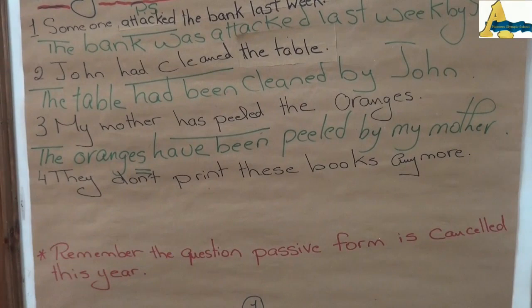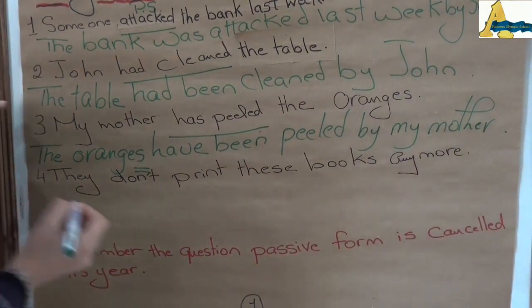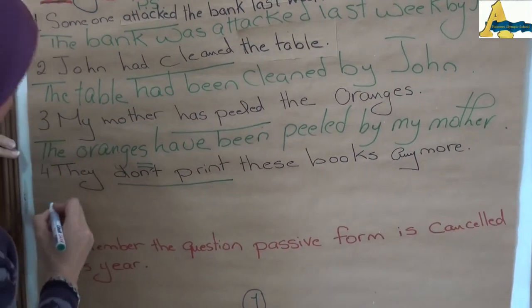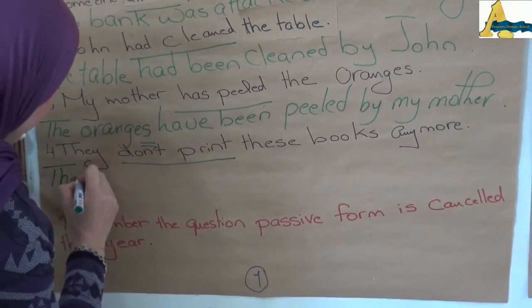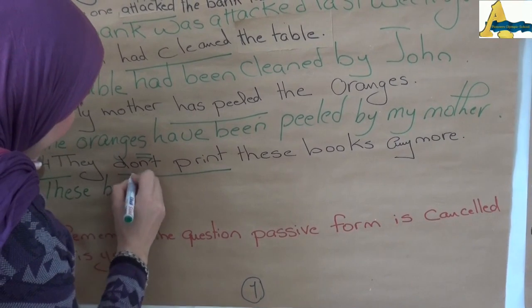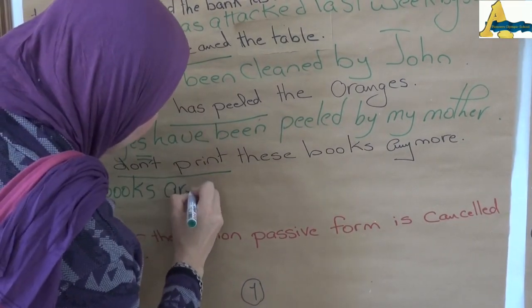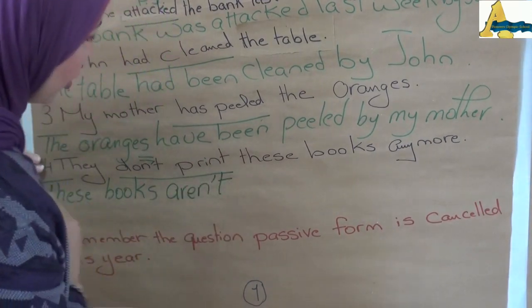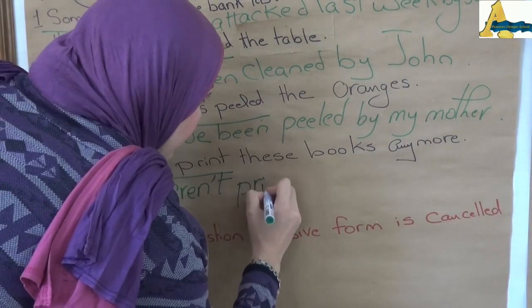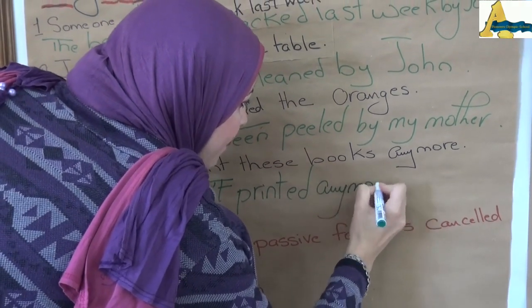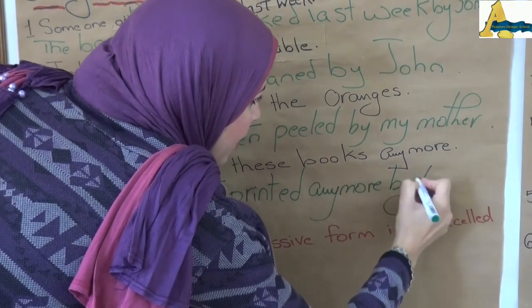They don't print these books anymore. Where is the verb? Don't print. Which tense? Present simple. So it's going to be these books, present simple, it's going to be aren't. Negative form, just add not. Aren't printed anymore by them.